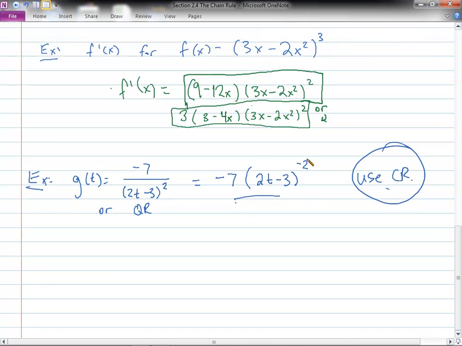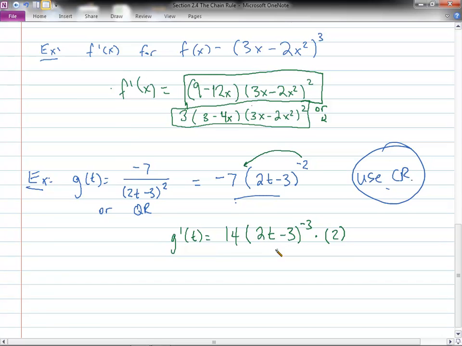So let me grab my green. I'm going to take the negative 2, bring it out front and multiply it times that negative 7 and then times the derivative of what's inside. So negative 2 times negative 7 gives me a 14. And then leave the inside alone, 2t minus 3. Then you drop that exponent by 1, so that's a negative 3, times the derivative of what's inside. Now what's inside? 2t minus 3. So what is the derivative of that? It's 2.